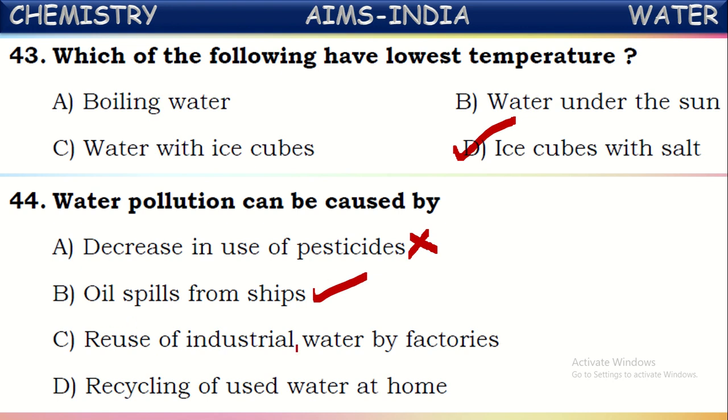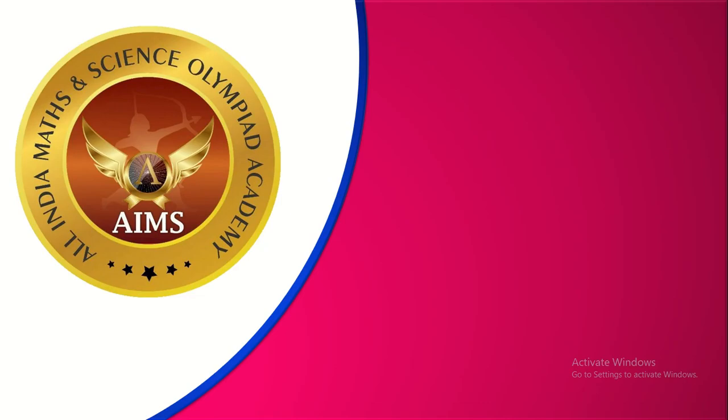Reuse of industrial water by factories. If water is being reused, it won't cause any pollution. It saves the water in fact. Next one, recycling of used water at home. It also conserves the water. It won't cause pollution. So the only one of them which is causing pollution for the water is oil spill from the ships. Okay, this is a practice sheet related to the chapter water.